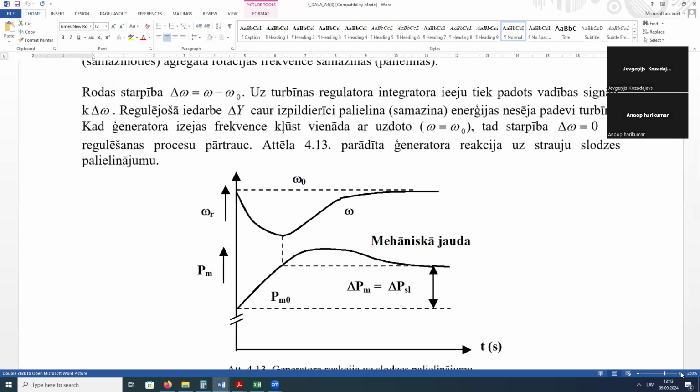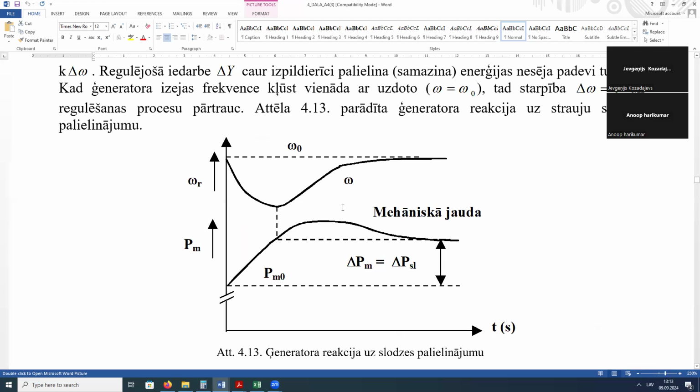And to control, let's look at this picture. So what do we see here? Here is P, power. This is time. And we have two curves. This curve is rotating speed, and this is the mechanical power. We see the two parameters in time.